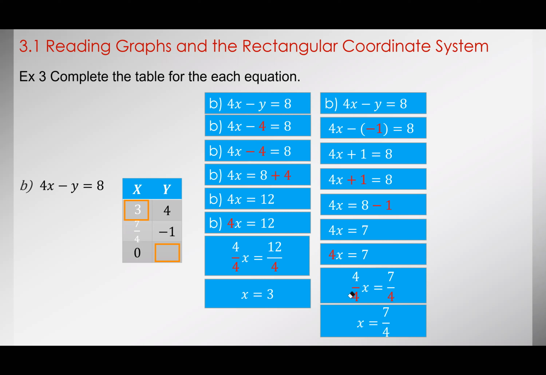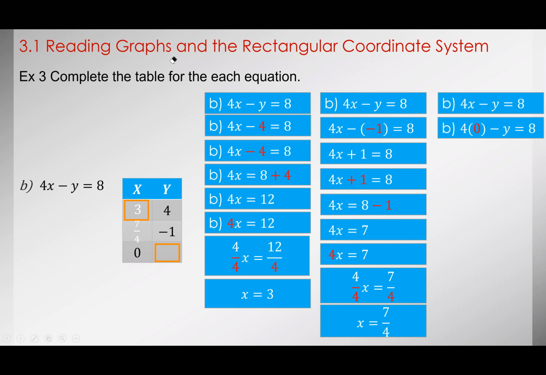But again, any question in terms of how I find the 3 for the x, how do I find 7/4 for the second value? And lastly, what do I plug in? I have to plug in 0 for the x. And if I plug in 0 for the x, what do I have? 4 times 0. Do you agree that 4 times 0 is 0? Which means I have negative y equal to 8.